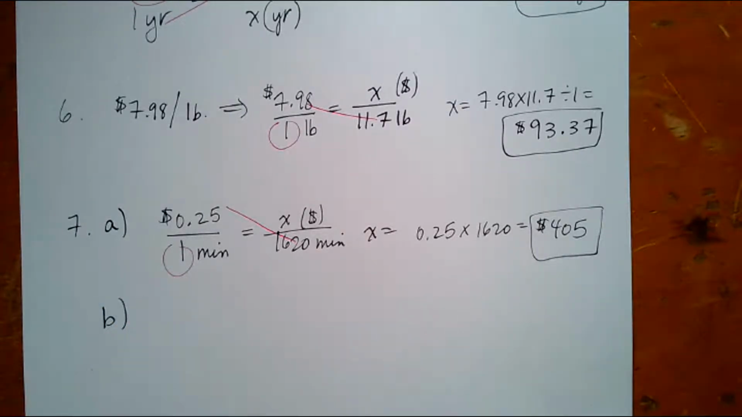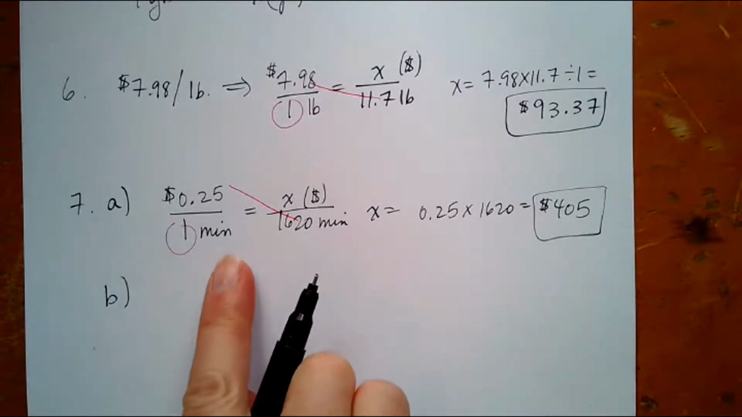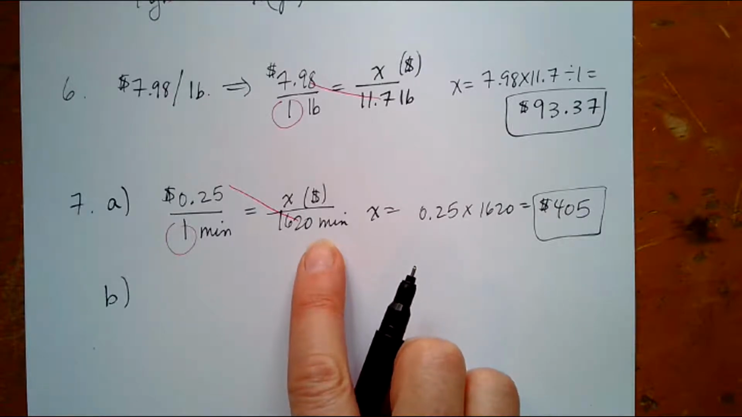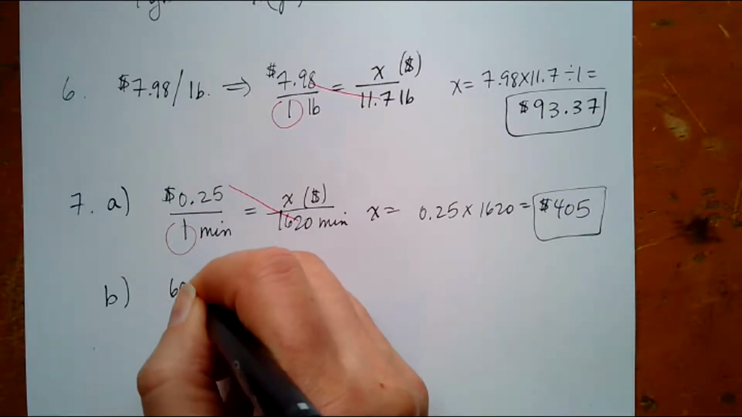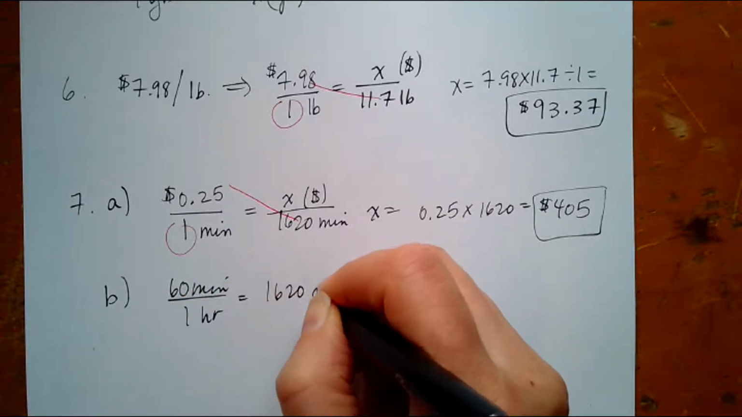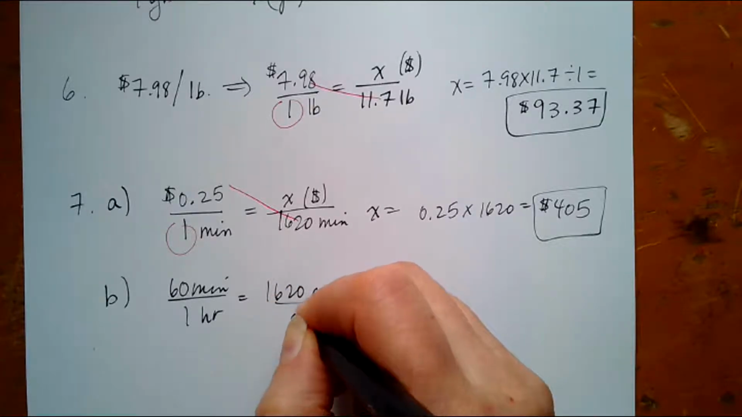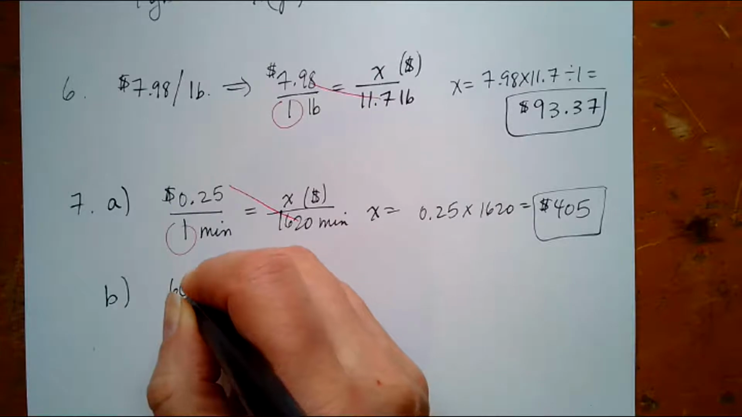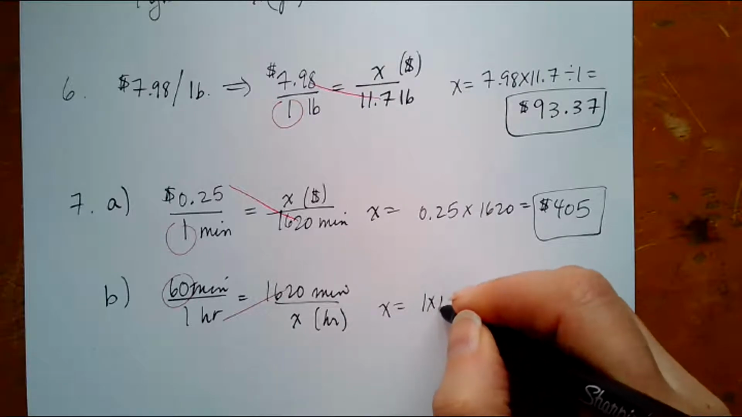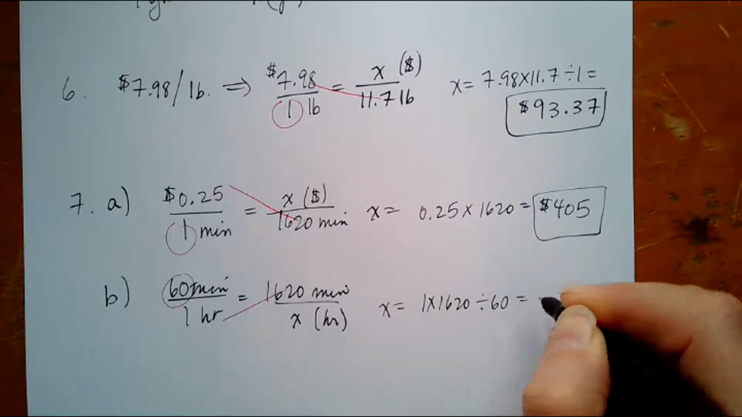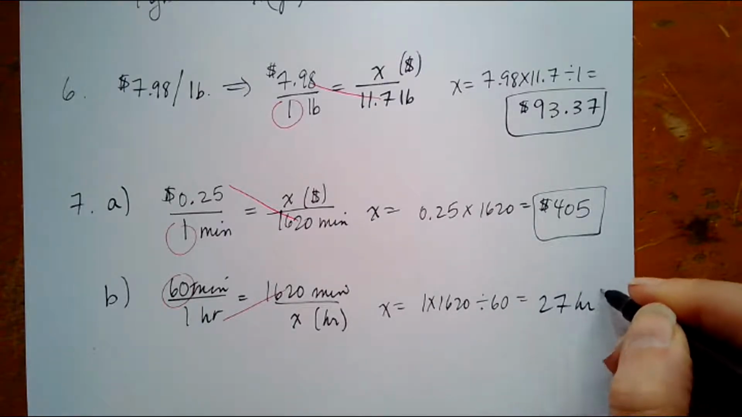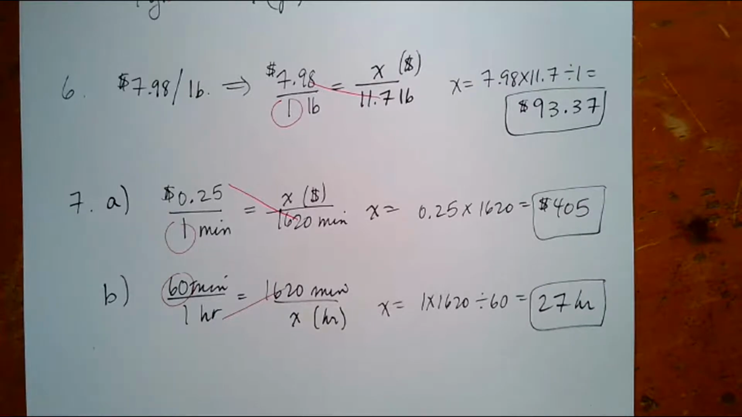How many hours was she on the phone with her clients? Okay, she gets paid in minutes, but she might want to know how many hours she was on the phone. So we're trying to convert minutes to hours. Well, I know that 60 minutes is 1 hour. So 1,620 minutes is how many hours? Okay, well, let's see. X equals 1 times 1620 divided by 60. 27 hours. Okay, so that's not bad. She's not being overworked.